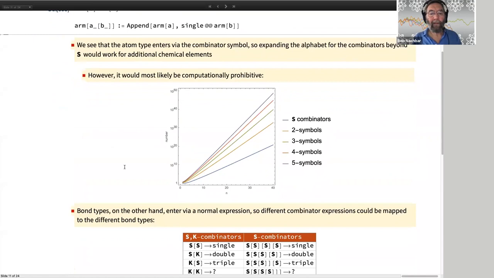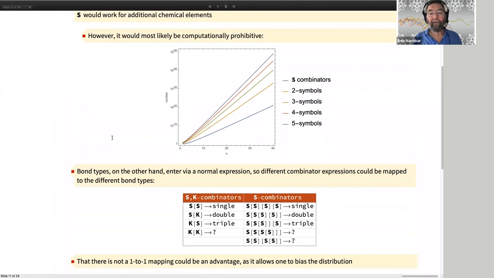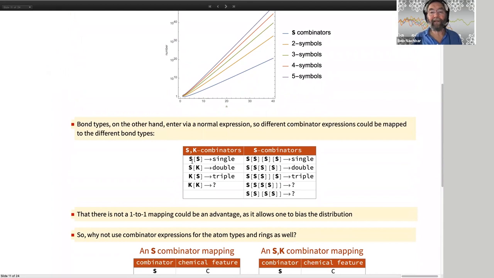Bond types, on the other hand, here's our single bond. It comes in from the nesting of the combinator. And we could say then, well, okay, what if we've got this type of nesting here? This gives us a single bond. This one gives us a double. This gives us a triple. But then what do we do about this sort of nesting? Okay, well, we could assign it to one of these choices here. And maybe we want to have more single bonds than double or triple bonds. And doing it with just S combinators, to have enough to do it, we need to go to four symbols. And then we've got some that we need to fill in. So this not one-to-one mapping, we could probably use it to our advantage to bias the distribution.